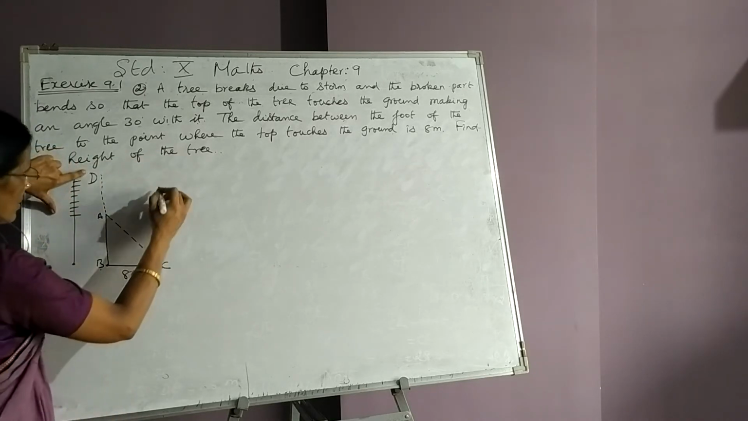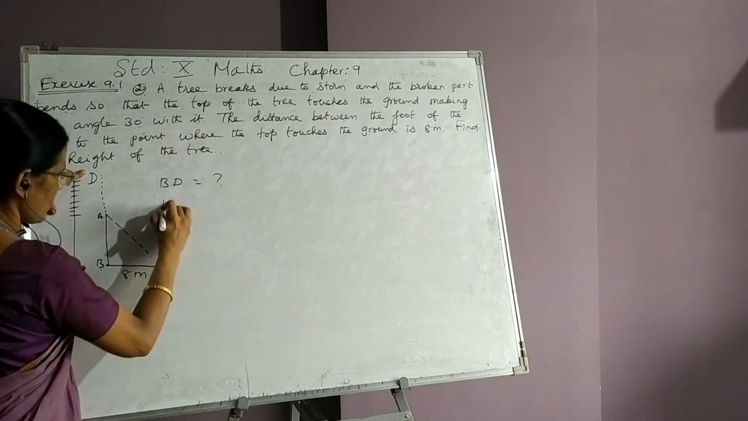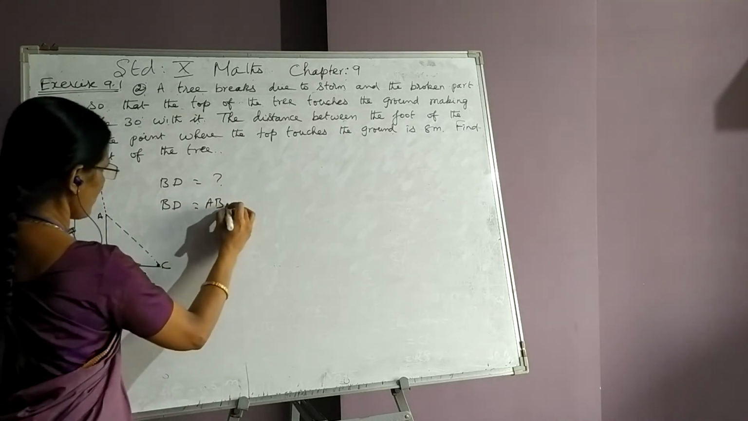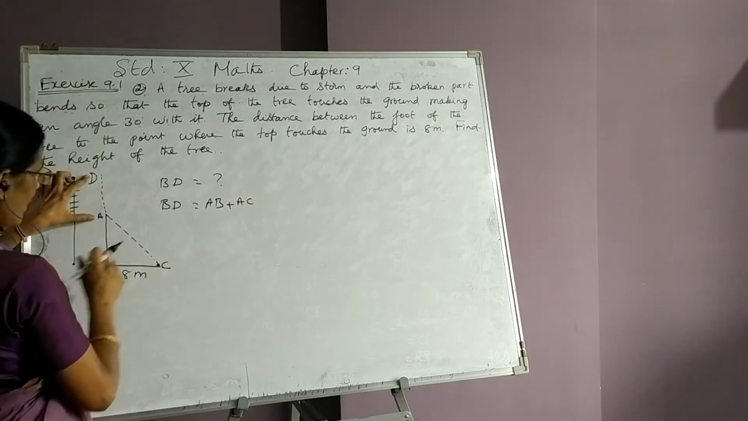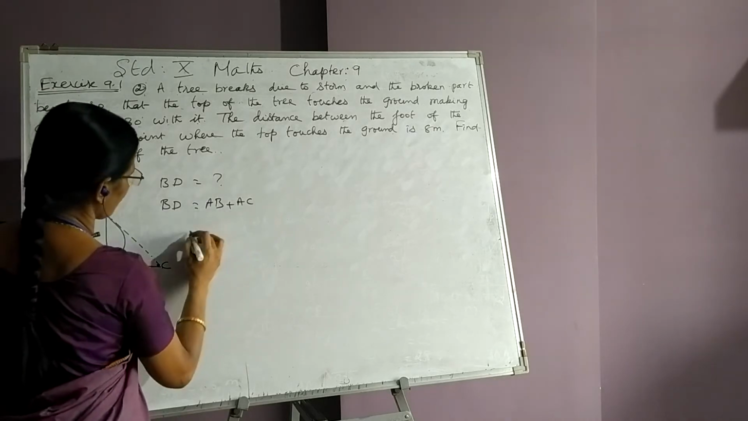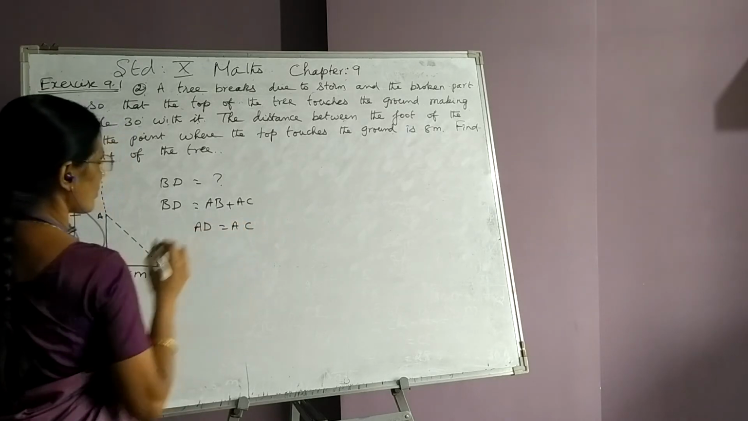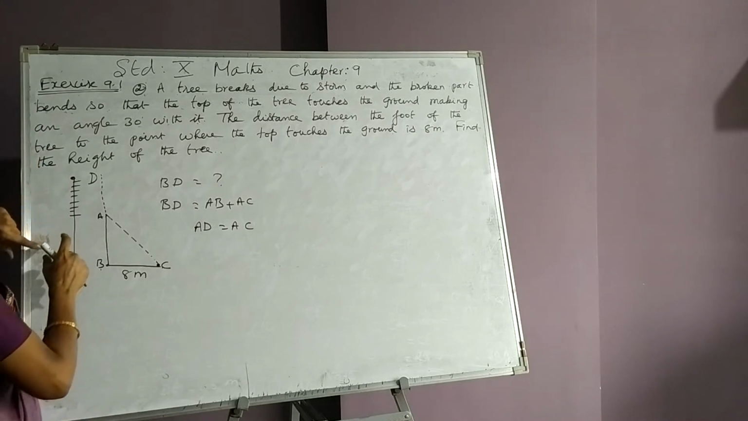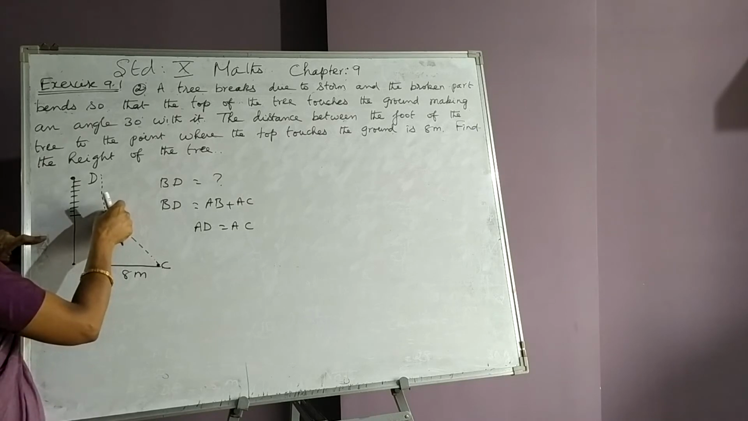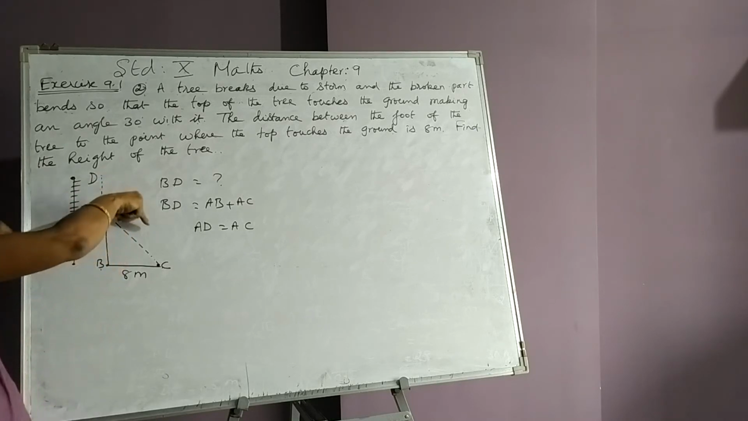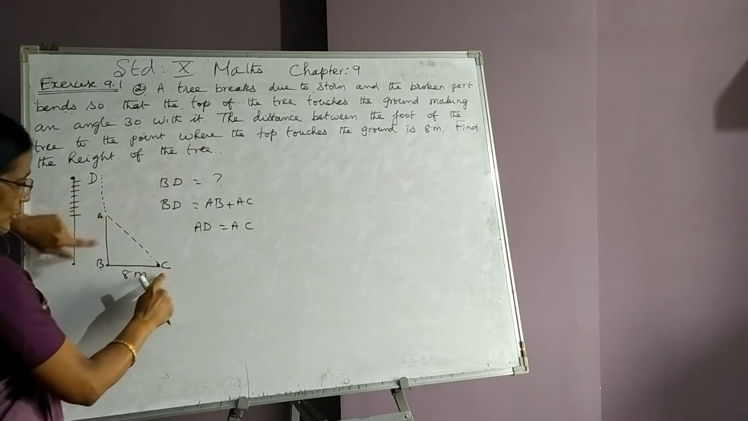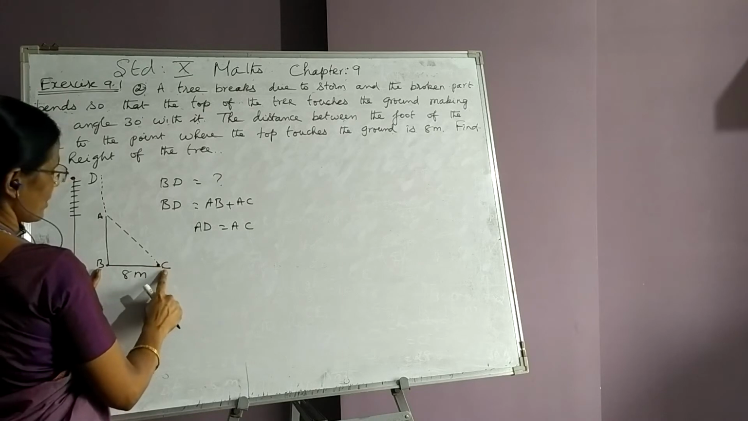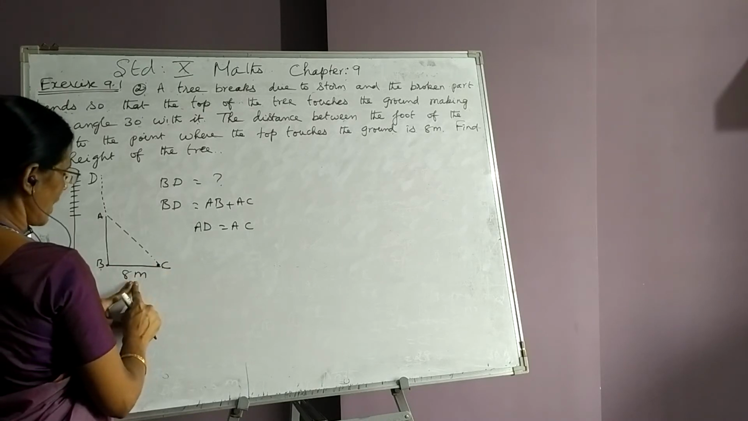This is the height of the tree. So BD is asked here. BD cannot be found directly. Therefore, BD we are going to take as AB plus AC, because AD and AC are equal. AD is equal to what? Equal to AC. So before the storm, this is the position of the tree. After the storm, the tree breaks at the point A, right? Now this part is bent in the form of AC here. So this is the tip of the tree and this is the foot of the tree. The distance between the top of the tree and the foot of the tree is given as 8 meters.